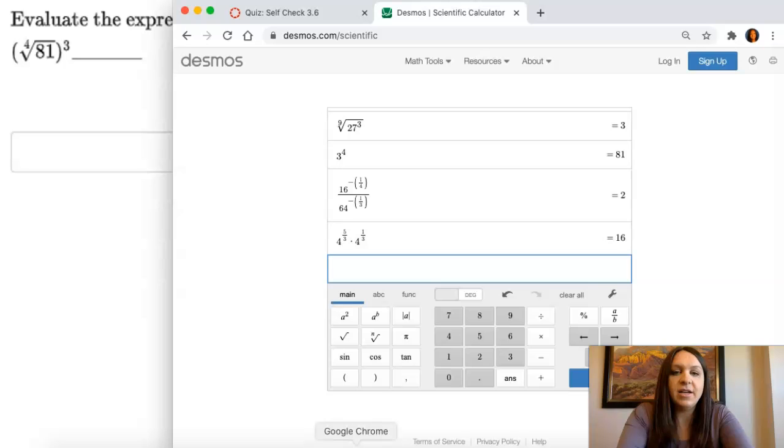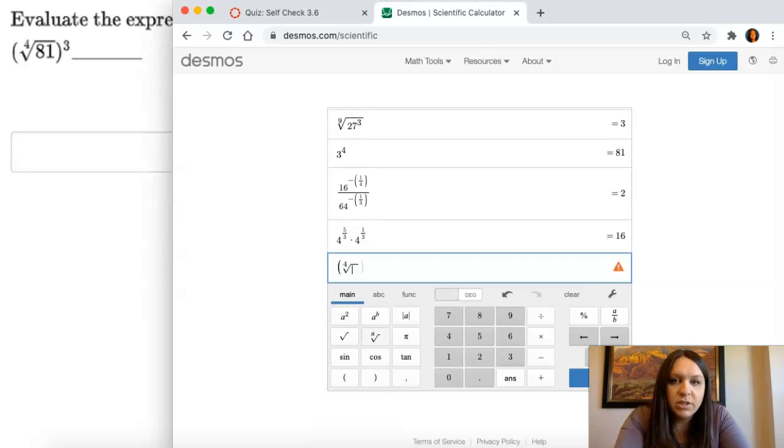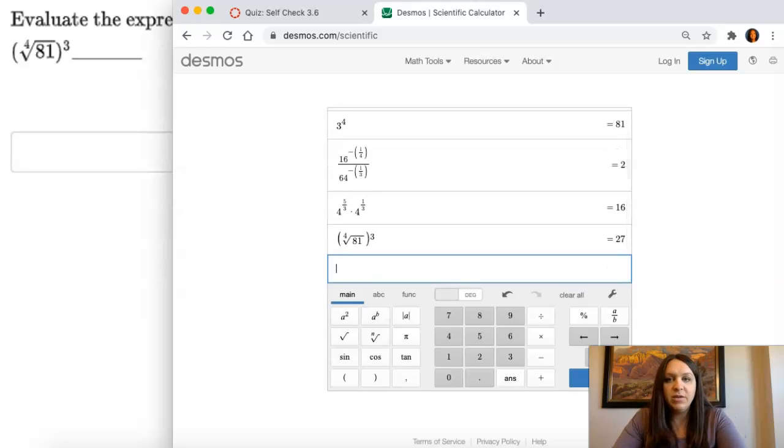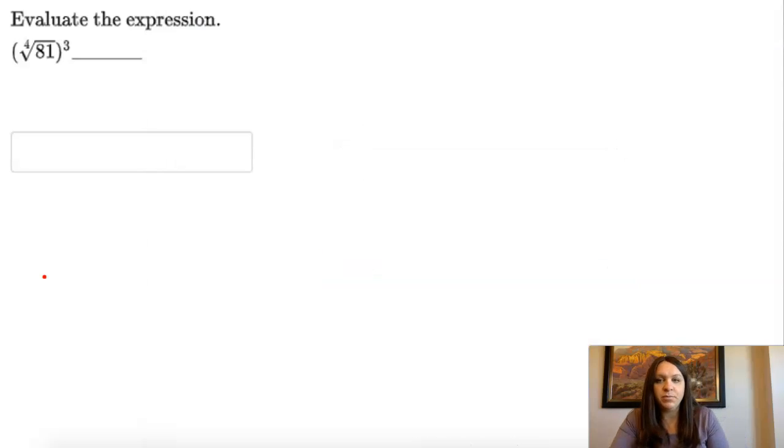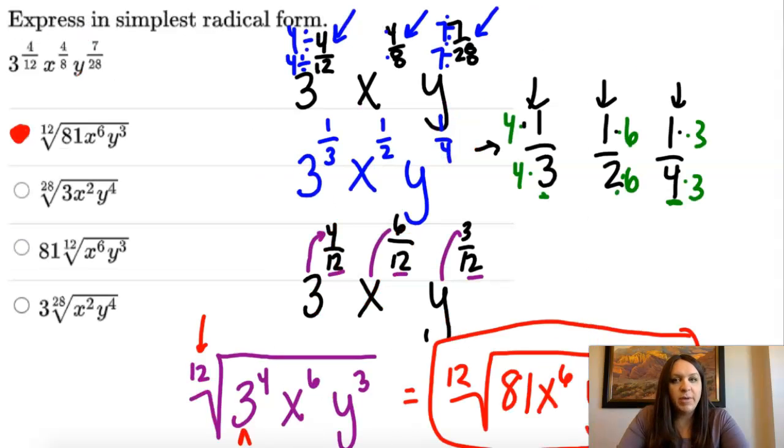And then this last one, I have a 4th root with 81 inside parentheses, and this whole thing's to the 3rd power. That equals 27. So fill in the blank, use your calculator. These multiple choice ones, find a common denominator.